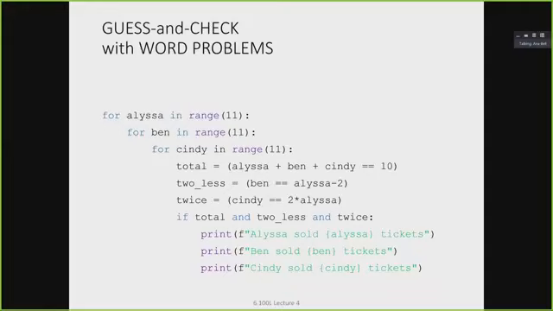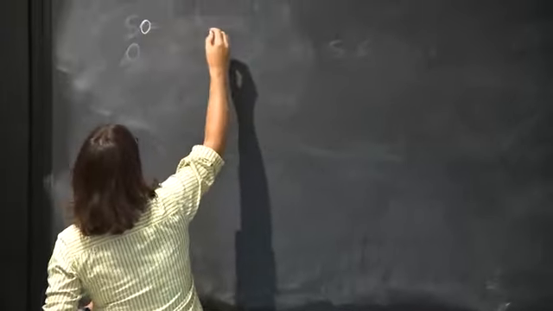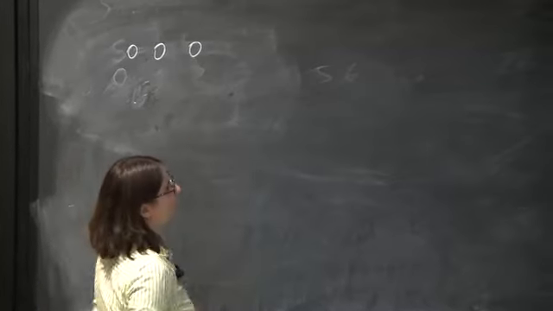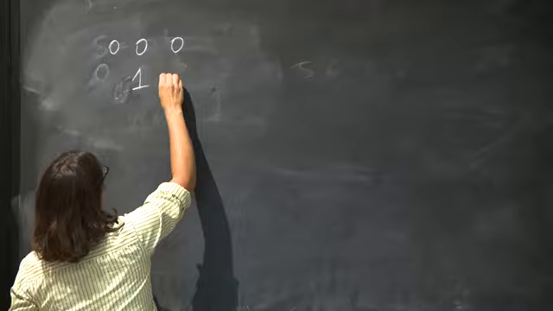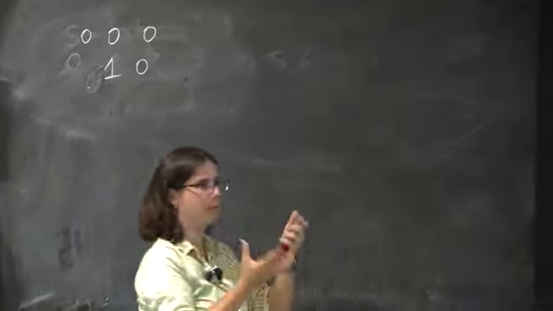I'm basically figuring out all the possible combinations for tickets that Alyssa and Ben and Cindy could sell, right? So I've got 3 loops, each nested. Alyssa could sell 0 or 1 ticket or 2 tickets and so on, but for every value of Alyssa, Ben can sell 0, 1, or 2 tickets. So Alyssa can sell 0, Ben can sell 0, Cindy can sell 0; Alyssa can sell 0, Ben can sell 1, Cindy can sell 0, and so on. So we're basically having these 3 for loops that make all the possible combinations of tickets.